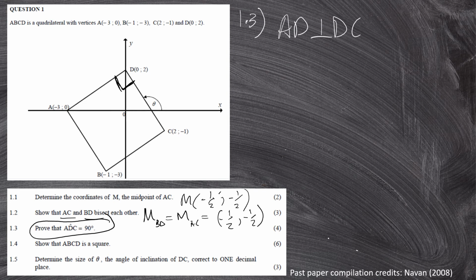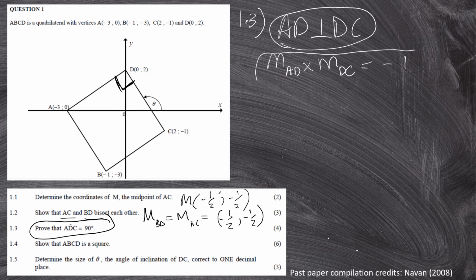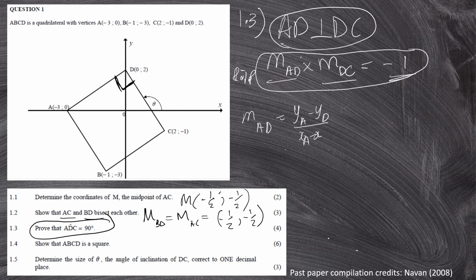So what do we know about AD being perpendicular to DC? Very, very important: if these two lines are perpendicular, when you multiply their gradients, it must be equal to minus 1. In other words, if we can prove that the gradient of AD multiplied by the gradient of DC is equal to minus 1, then we can deduce they are perpendicular, meaning there is 90 degrees there. So that's a way you can prove that. Very, very important. So we're just going to calculate the gradient of AD. It will be y at A minus y at D over x at A minus x at D.